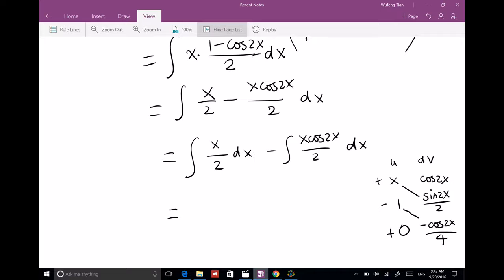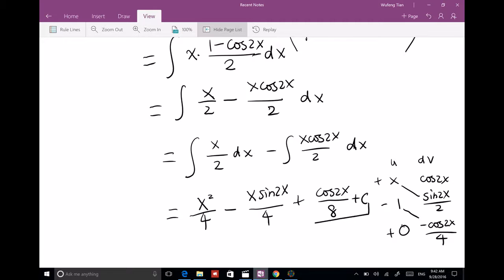And so then you have just x squared over 4. Very good. Minus x sine 2x divided by 4. Divided by 4. Very good, yes. Plus cosine 2x divided by 8. Plus cosine 2x. That's perfect. Very good. Thank you very much, Luke.